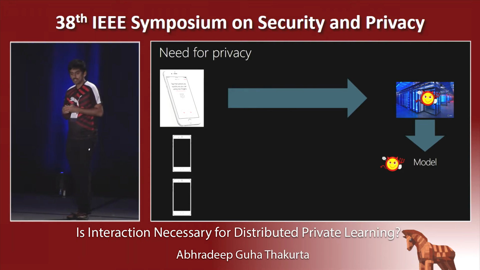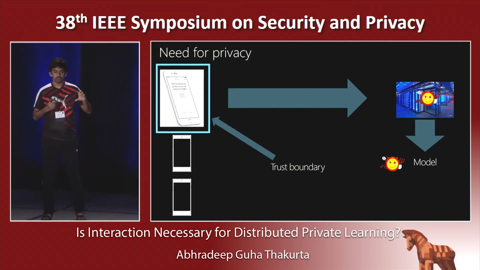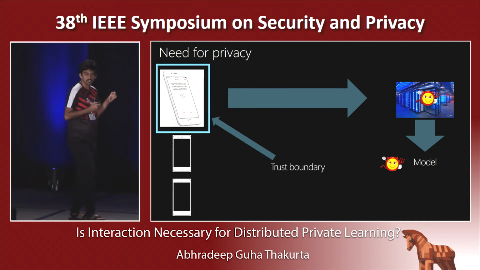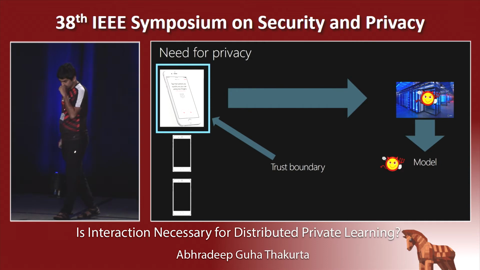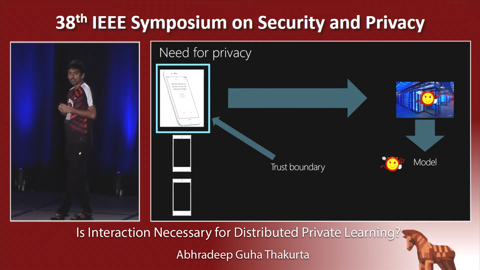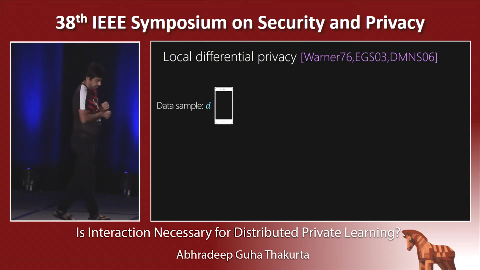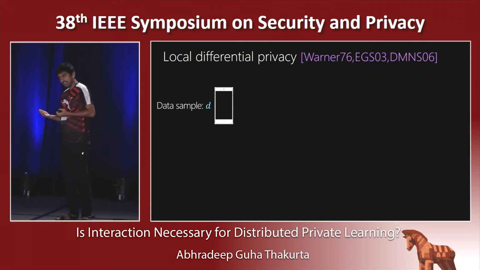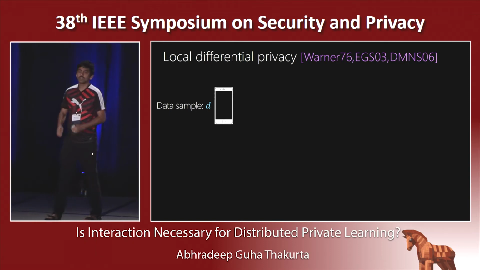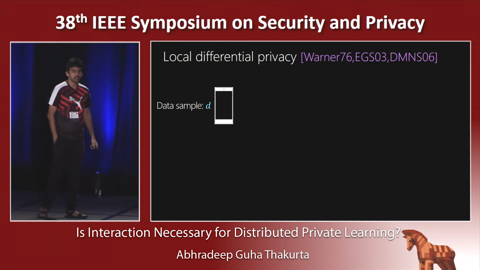We want to protect against attackers of this nature, and as a result, we'll assume the trust boundary to be the device itself. Anything that comes out of the device should be considered untrusted, so the attacker should have access to everything that comes out of the device. Now, the notion of privacy we'll consider in this talk is called local differential privacy. A variant of this notion was initially proposed by Warner in 1965. Another variant was proposed by Evfimievski, Gehrke, and Srikant in 2003. And the final version, which I'm going to talk about, is by Dwork, McSherry, Nissim, and Smith from 2006.